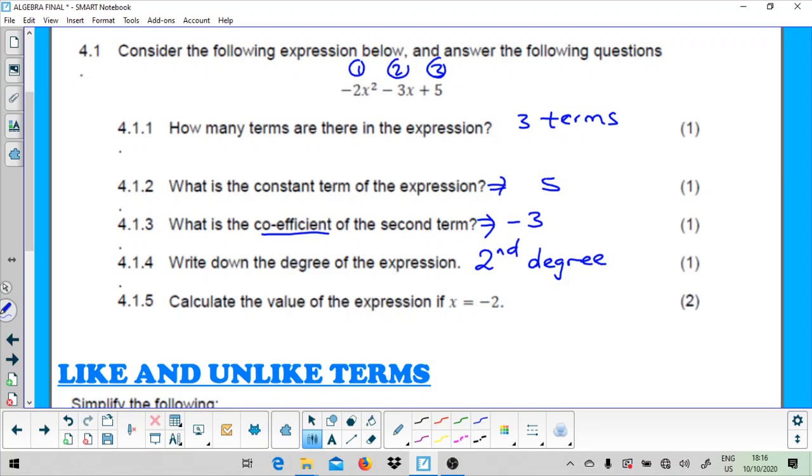Calculate the value of the expression if x is equal to negative 2. That must have been easy for you again. So how do we handle it? In place of x, wherever I see x, I'm going to put negative 2. So notice how I am making the substitutions in there. So I'm going to put plus 5. So here you just have to be careful with your numbers. That is all there is to it.